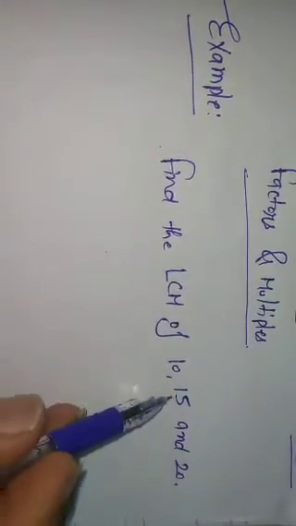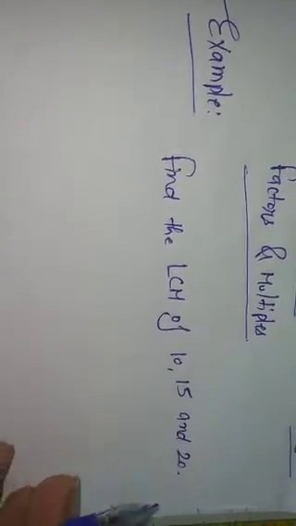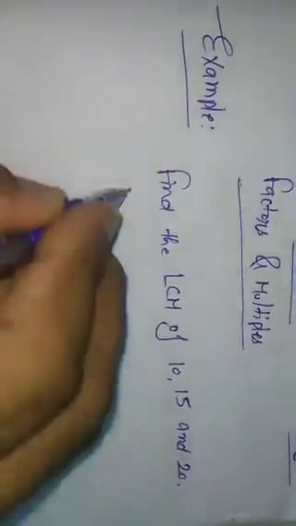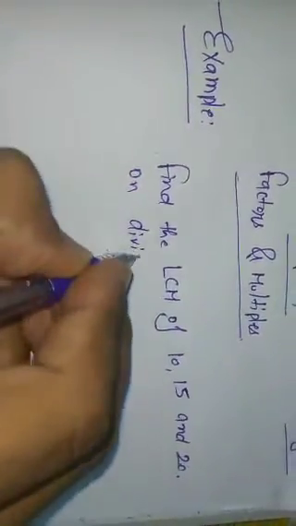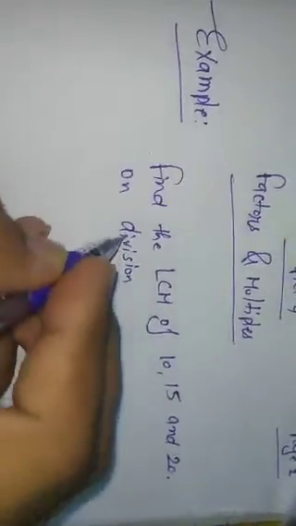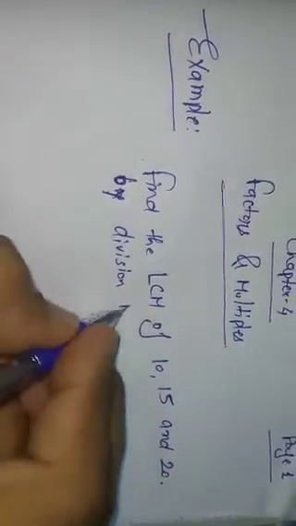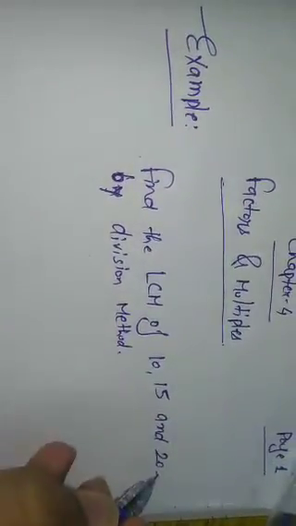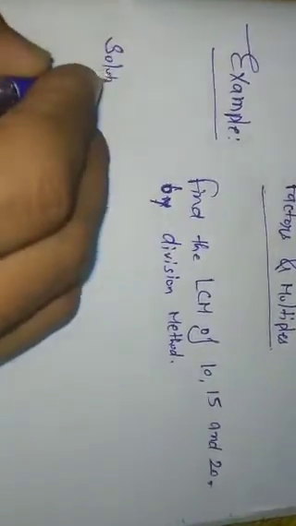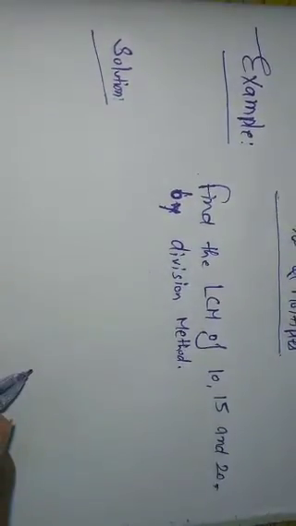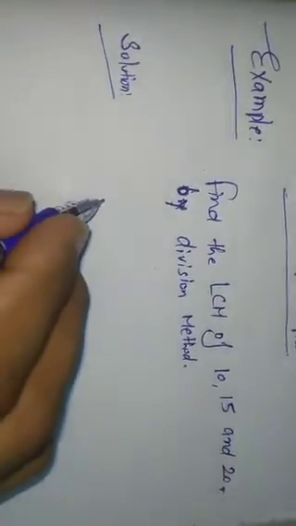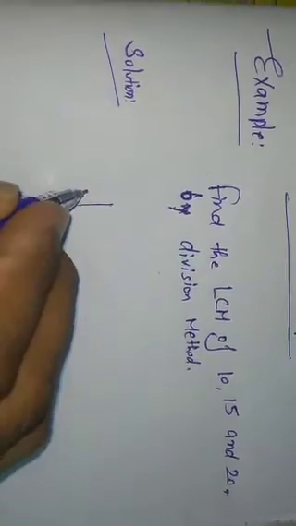Okay students, here you can see it. There are 3 numbers, 10, 15 and 20, given, and we have to find the LCM by the division method. You can write: find the LCM by division method. "By" is the correct word, so you will write by division method. Okay students, so look here, solution. I have told you, when you want to find the LCM with the help of the division method, then you can find it on the basis of this.